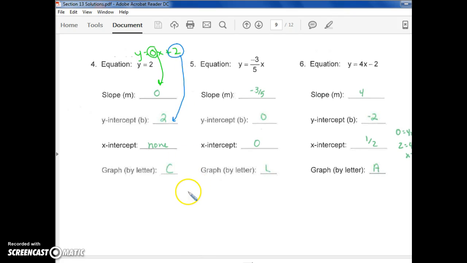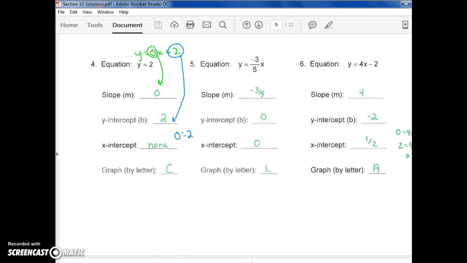Now here's the cool part. Again, if we have the x-intercept, we know that y is equal to 0, and I set that equal, so I'm going to take my original equation here, and I'm going to have 0 equals 2. That never happens. So there is no x-intercept, because 0 can never equal 2. There's no solution to that equation.